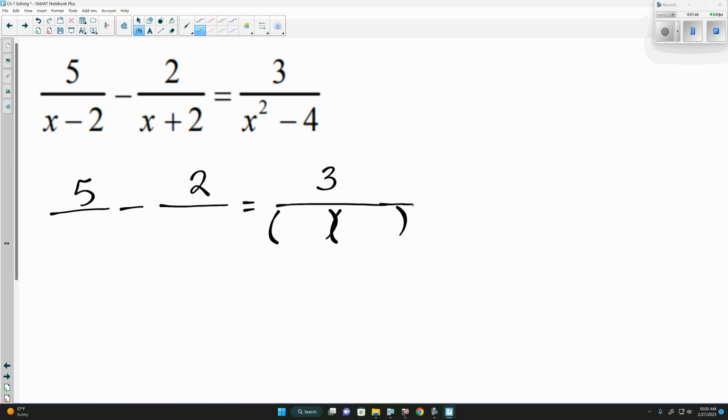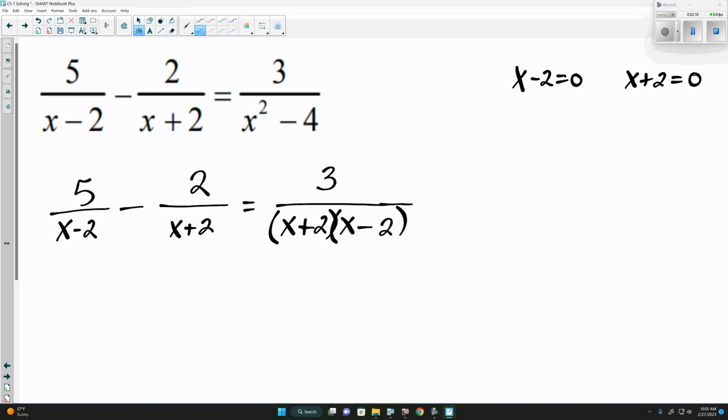And yes, it is going to be x plus 2 and x minus 2, because x squared minus 4 is a difference of perfect squares. So our signs are going to be opposite. X squared is going to be x and x, and 4 is 2 and 2. Now our restrictions are indeed positive and -2. And to find those, we set x plus 2 equals 0 and x minus 2 equals 0 and solve.